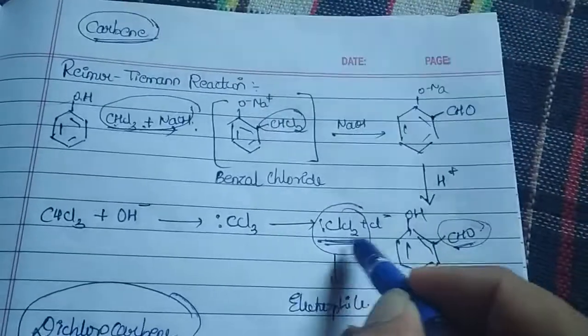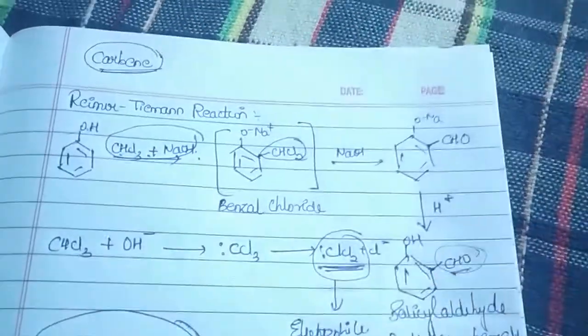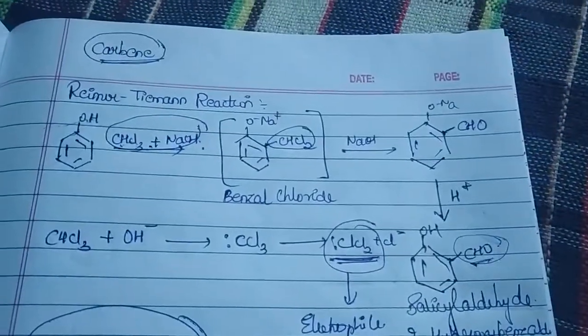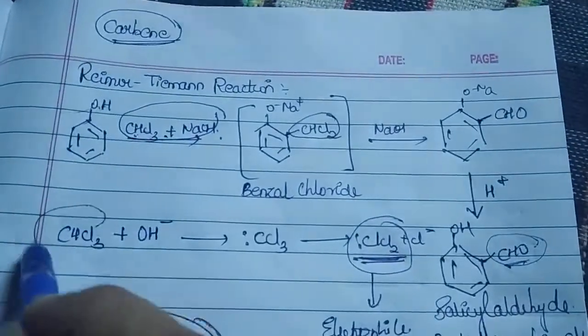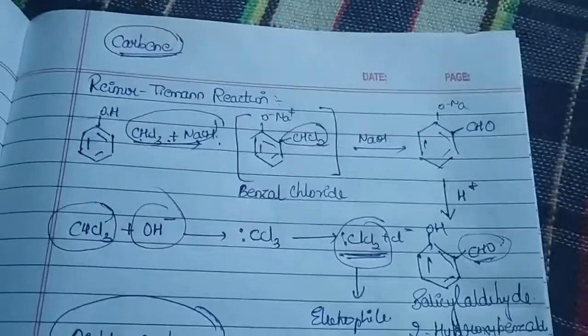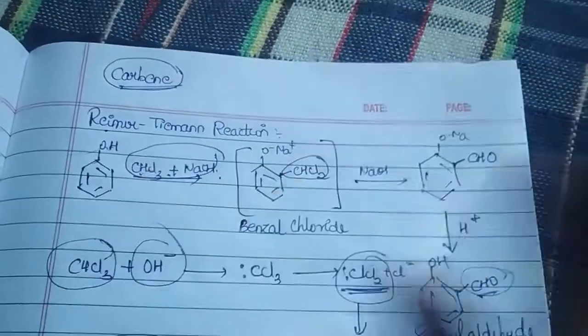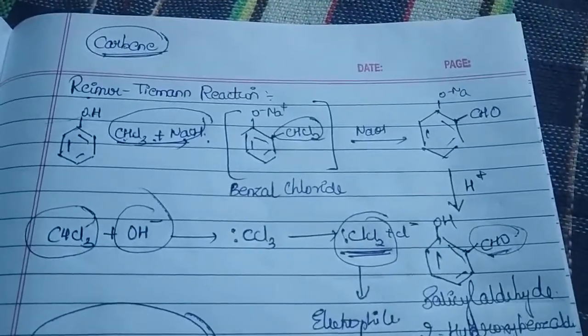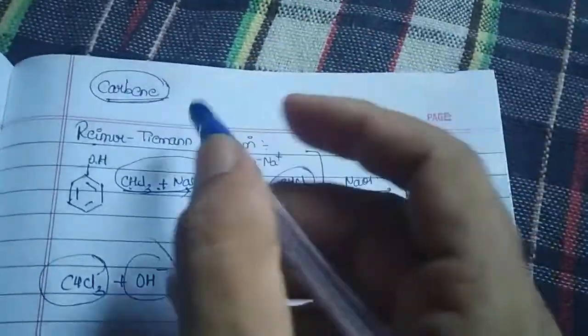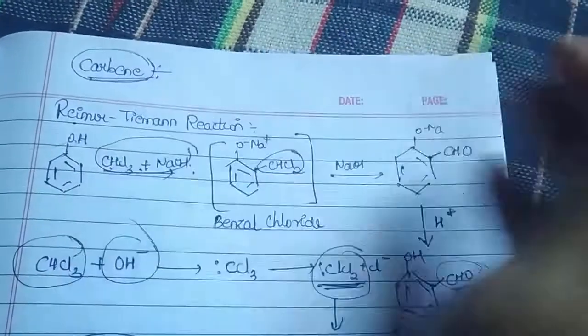Dichlorocarbene, CCl2 with 2 electrons, is the electrophile generated when chloroform is treated with NaOH, and that acts as an electrophile in your Riemer-Tiemann reaction. Is that clear? Very much important. So now let us first know, what do you mean by this carbene?